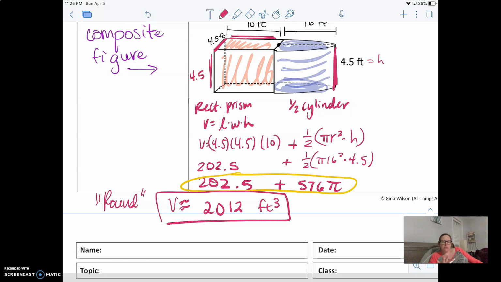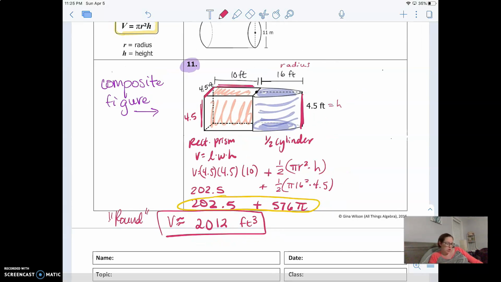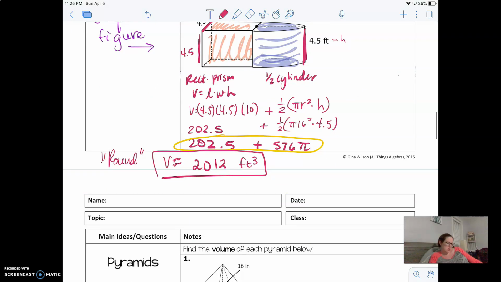I wanted to make sure we did one like that, even though I went kind of fast, because I know there's one like that on your homework. But I think you can do it. Okay, y'all are geniuses. Now we're going to move on to pyramids.